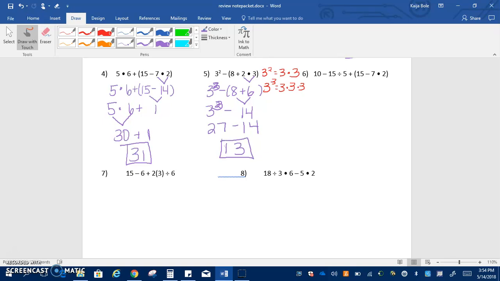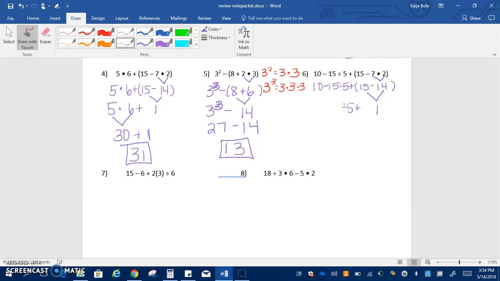Alright, number 6. Again, I've got parentheses first. I need to do my multiplication first. So 7 times 2 is 14. Bring down everything else. Try to keep everything in line. And now I still have parenthesis work to do. 15 minus 14 gives us 1. And then I have plus 5.